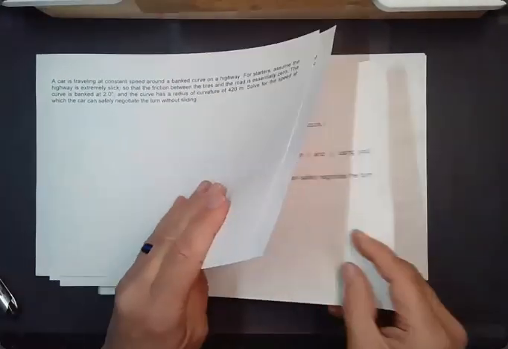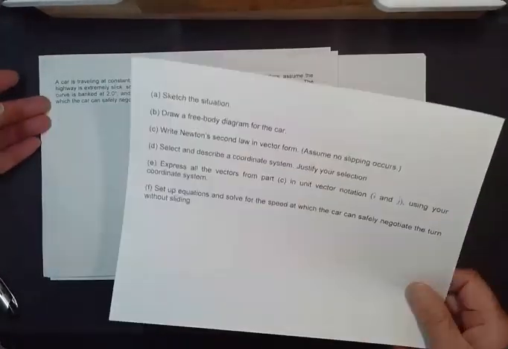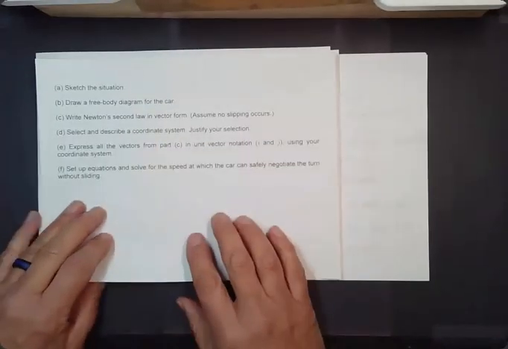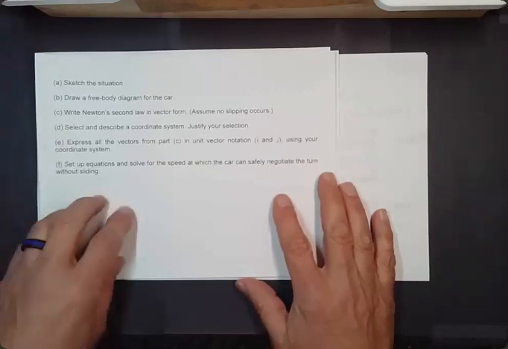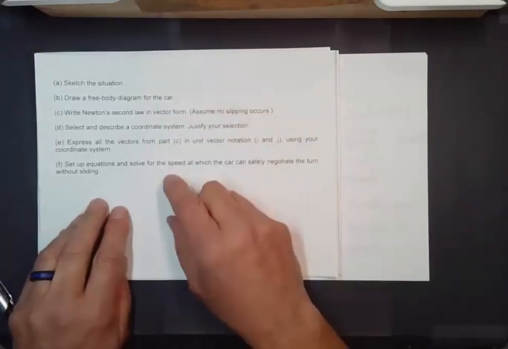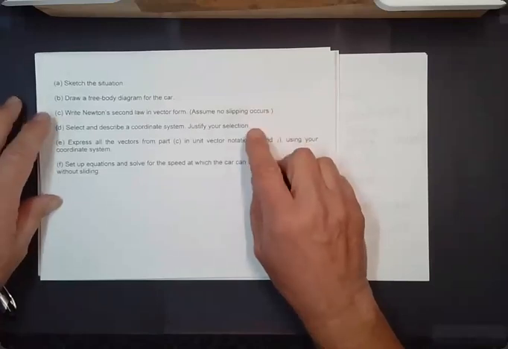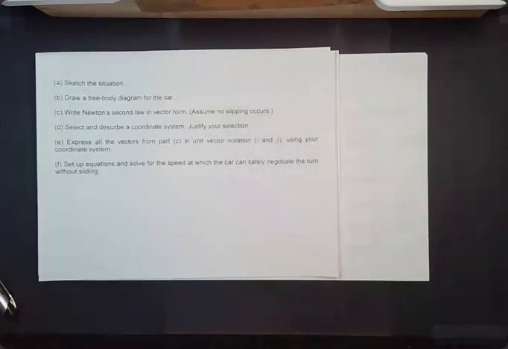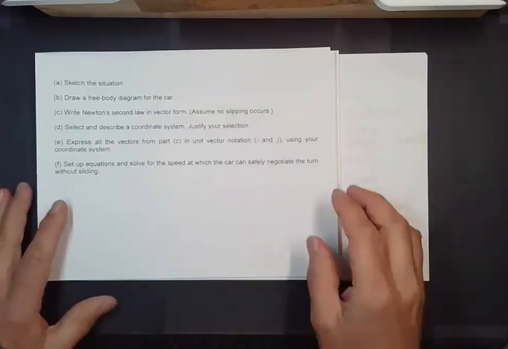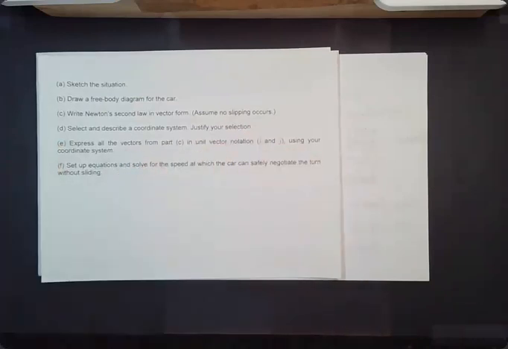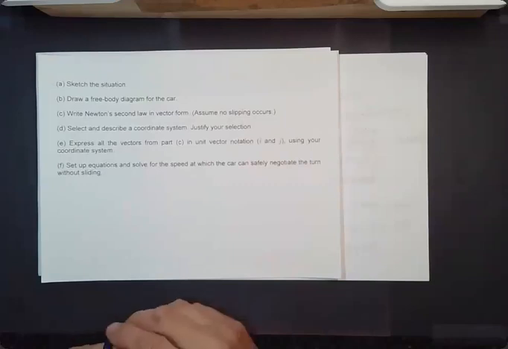Let's see, there's just one after this. But on the sheet that I posted that you can print off, I gave these directions: one, sketch the situation; then draw a free body diagram for the car; write Newton's second law in vector form; select and describe a coordinate system, and justify your selection. Sometimes those are a toss-up. We did that on the previous problem. And then express all the vectors from part C in unit vector notation.